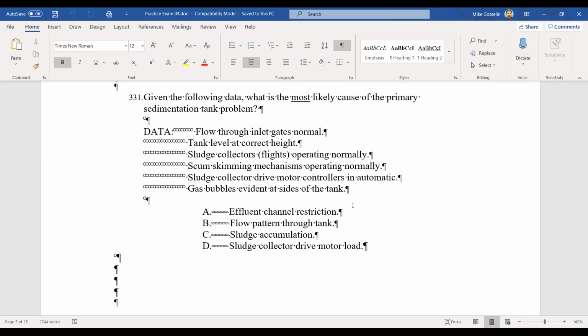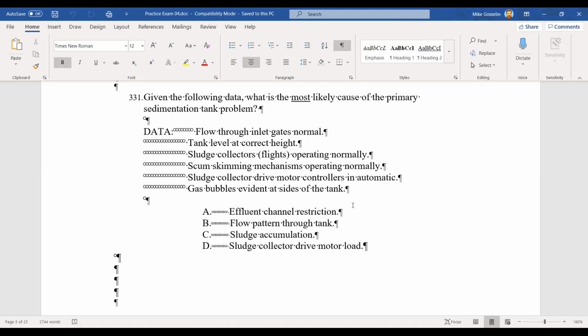Right? B, flow pattern through the tank. Yeah, that's possibly an answer. So let's just hold on to that one for a minute. C, sludge accumulation. Yep, definitely that's possible as well. And then D, sludge collector drive motor overload. Well, in the data provided, there's no indication of anything wrong with the drive. Doesn't say anything about the drive being stopped. It says the flights which are driven by the drive are operating normally. So that one you can throw out as well.